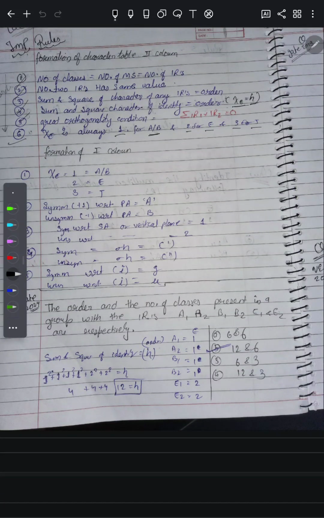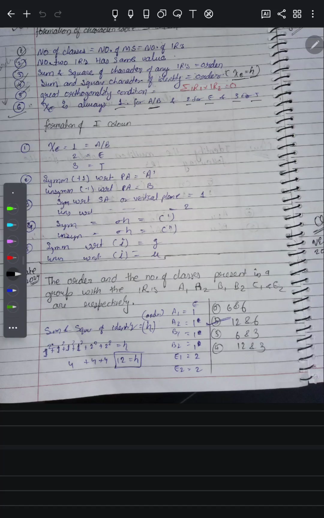So now let's talk about the formation of the first column. If the value of χ(E) is 1, then in the character table A and B are used in the first position, in the second position E is used, and in the third position T is used if 3 is given. These are all the rules that we have discussed in the previous chapter.